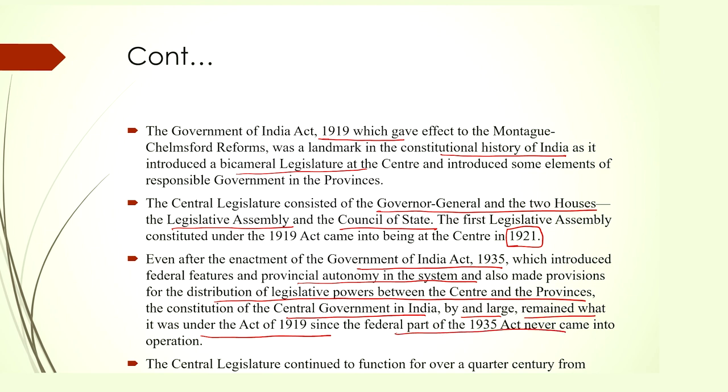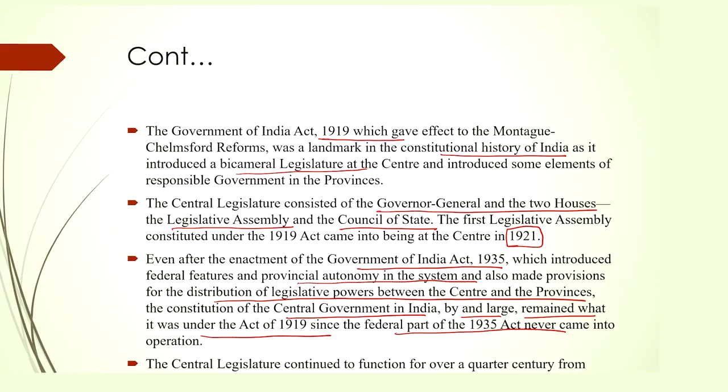The most important legislation in this whole series of acts which were passed from 1833 onward was the Act of 1935, and it was called the Government of India Act 1935. It introduced for the first time autonomy to the provincial legislative bodies. It also provided for the first time two lists, that is the central list for legislative powers to the center and a separate list of powers to the provinces to legislate in their own domain.